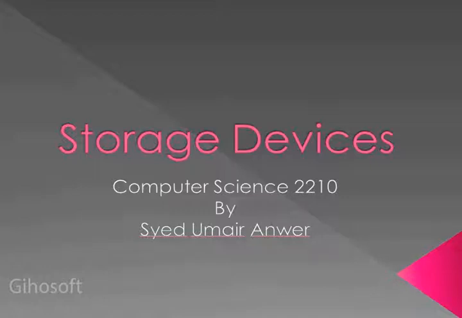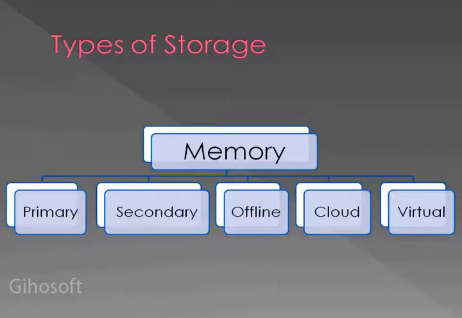Today we are going to discuss storage devices. In the old syllabus, this was the second half of chapter number 6, whereas in the new syllabus, this is a part of section number 2, hardware. Okay, so there are 5 types of storage or memory.